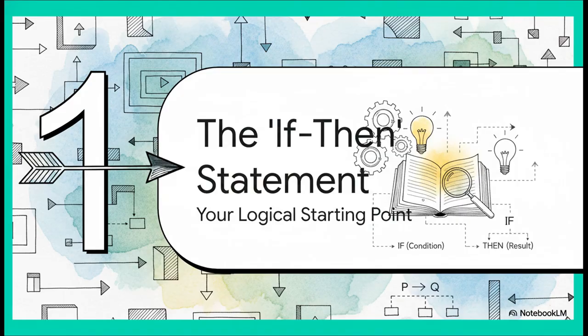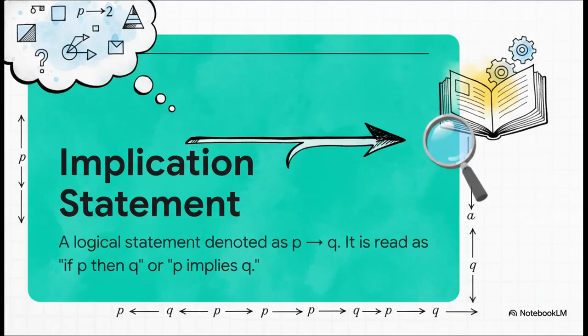Everything we're about to talk about comes back to this one core idea. So, this is it, the implication. You might also hear it called a conditional statement, or just the good old if-then statement. In logic, we write it with that little arrow. P implies Q. The P part, that's our hypothesis, our starting point. And the Q, that's our conclusion. Pretty simple so far, right?